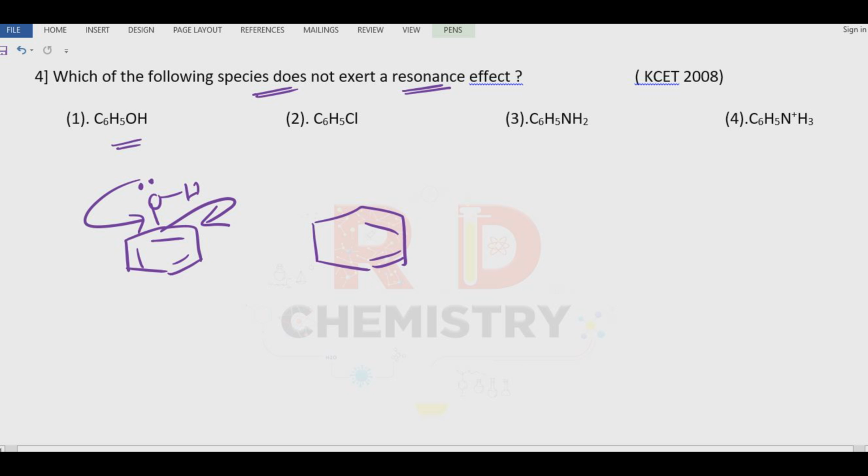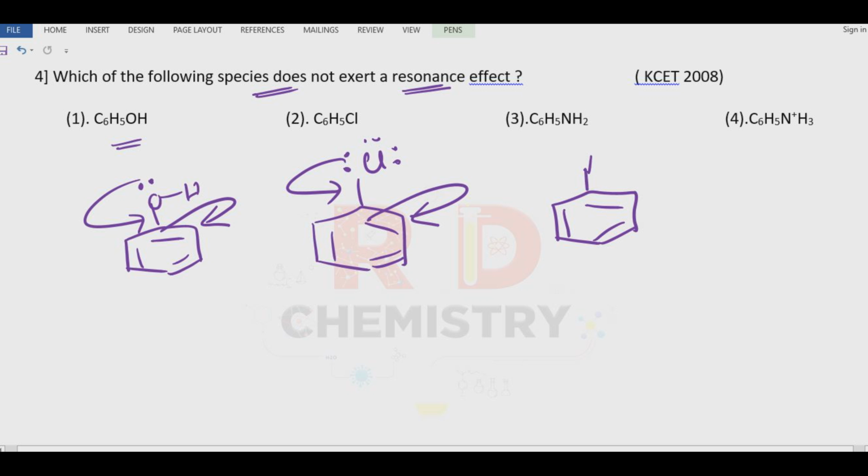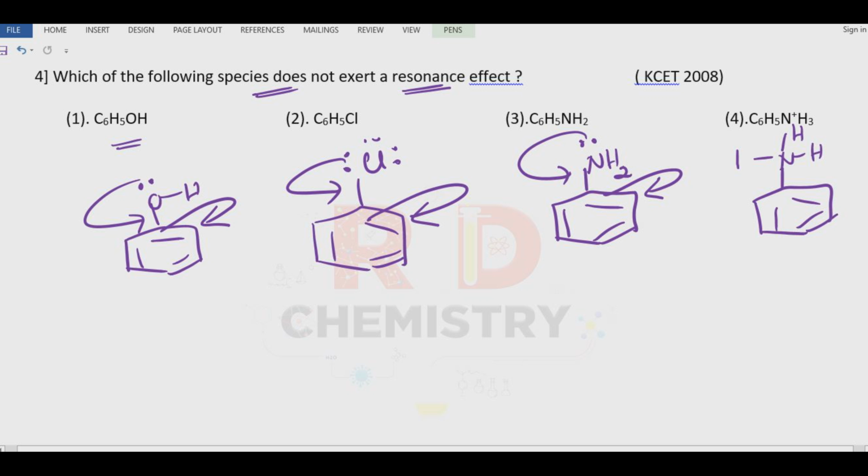Chlorobenzene structure. Chlorine contains 3 lone pairs of electrons. Correct. One of the lone pairs is delocalized on the benzene ring. Next one is benzenamine or aniline containing nitrogen. Nitrogen contains a lone pair, is involved in the resonance. Correct. Next one, the benzene ring is attached to nitrogen, hydrogen, hydrogen, hydrogen.